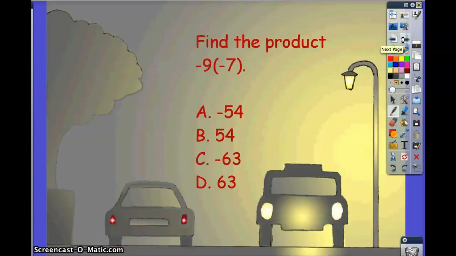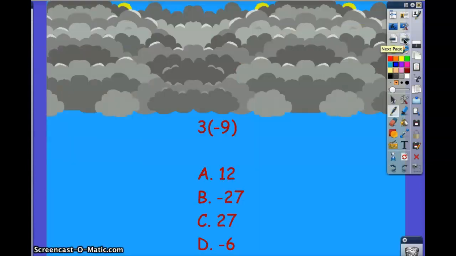Another example, find the product. Negative 9 times negative 7. When multiplying, if the signs are the same, the answer is a positive. In this case, a positive 63. So that would be D. Another example, signs are different, so that means your answer is going to be negative, and 3 times 9 is 27. So negative 27, so your answer is B.